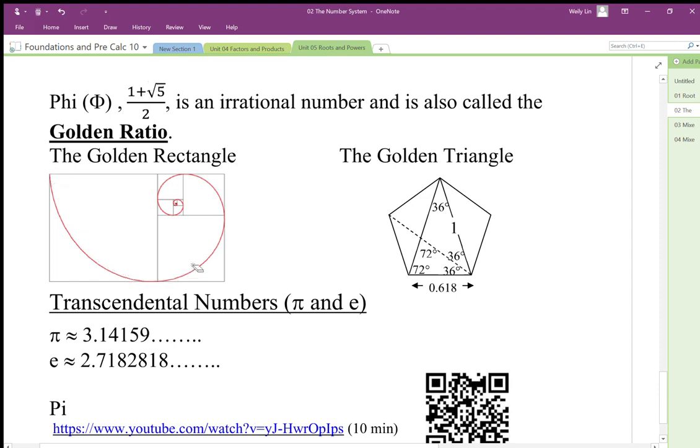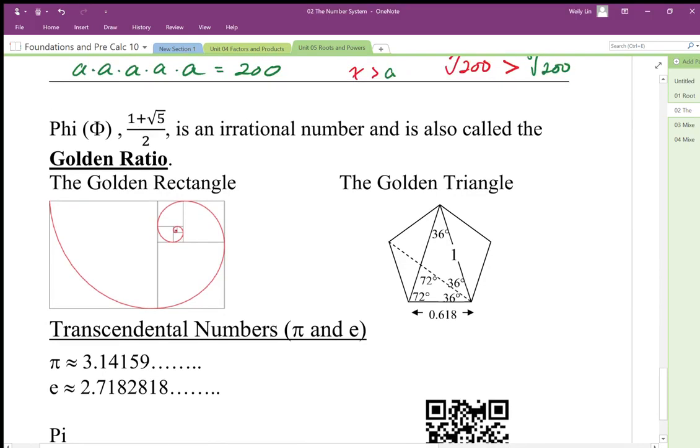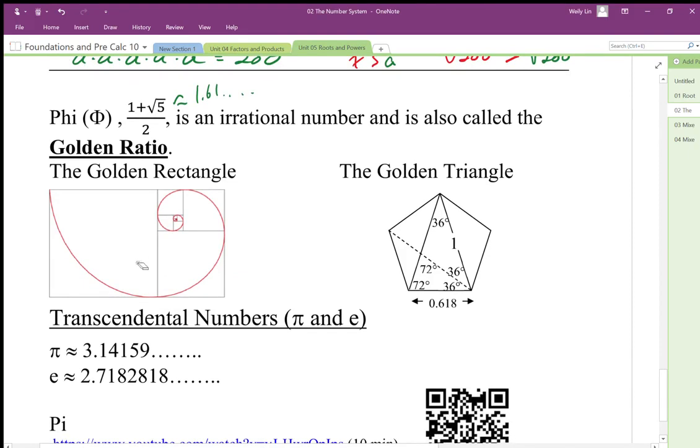So the golden rectangle gives us this kind of snail, it's called a conch spiral. You see this in snail shells. And the ratio of the edge length of the square here and the next biggest square is going to be approximately 1.61 dot dot dot, and that's the same ratio of these two squares. And for these two squares, the same ratio, and then these two squares, same ratio. So this is called the golden rectangle.